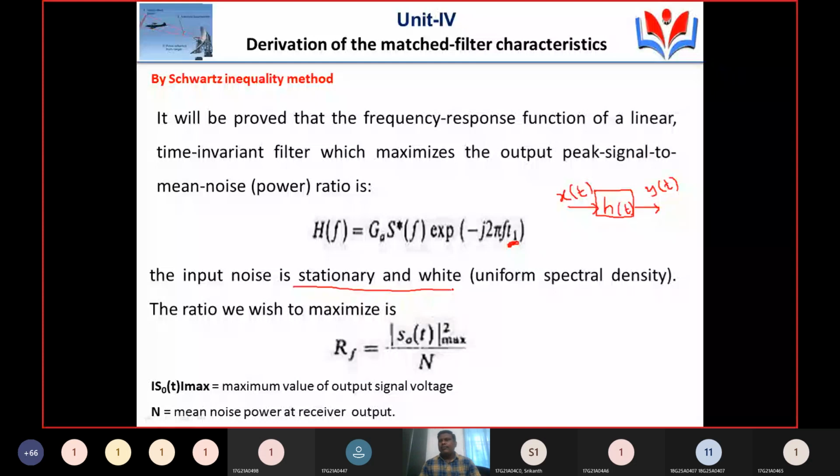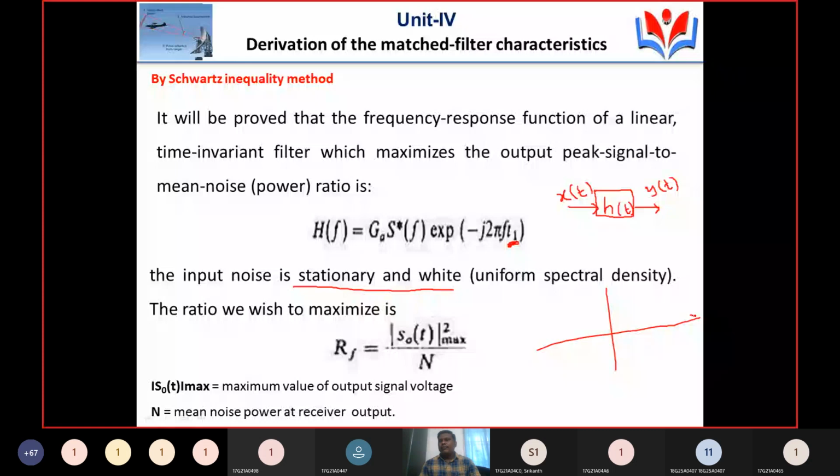It means to say that the noise power is distributed to all frequencies equally. We are going to have the spectrum like this. The power spectral density of noise is uniform for all frequencies. Such type of noise, we are assuming, is added to the signal which is received by the radar.